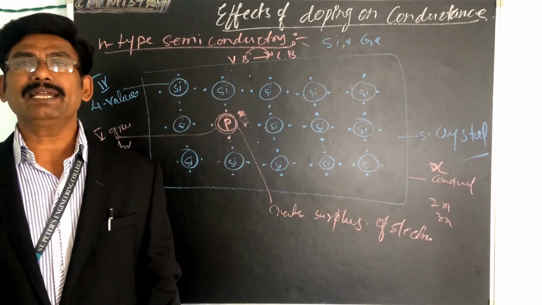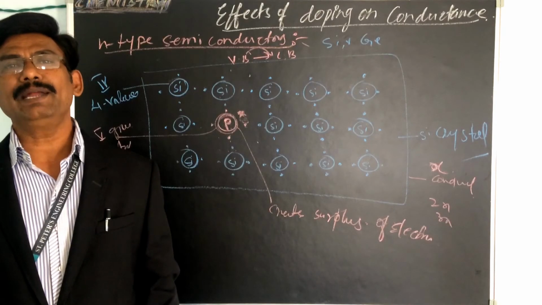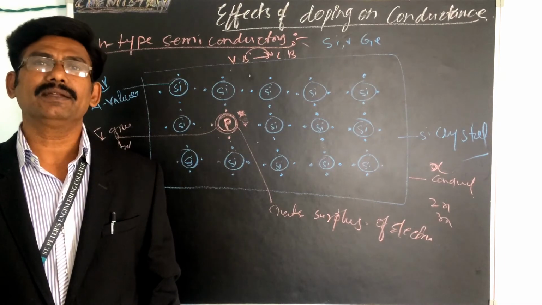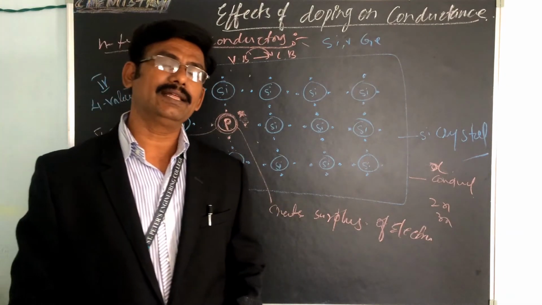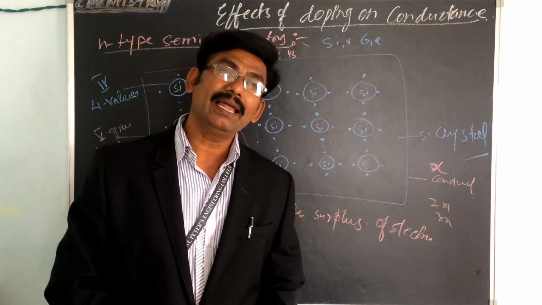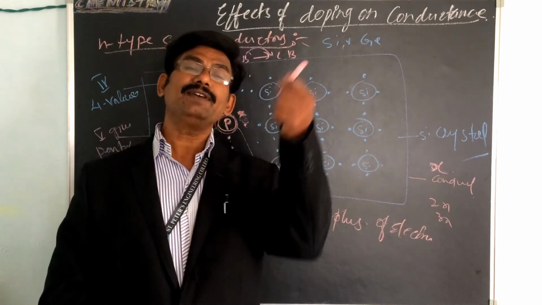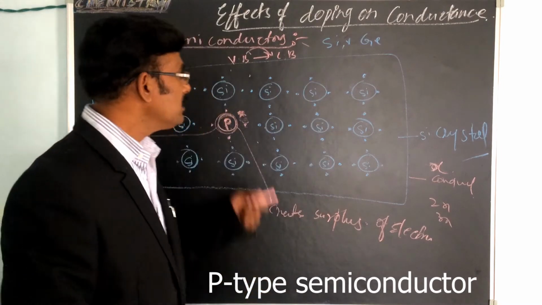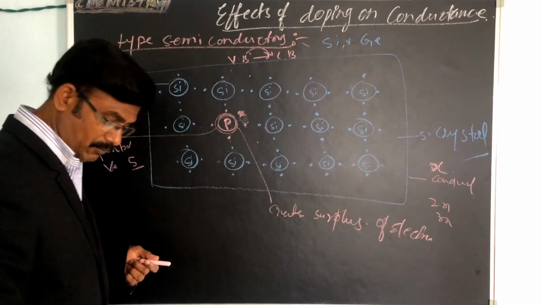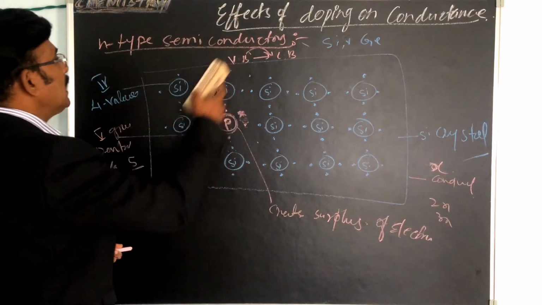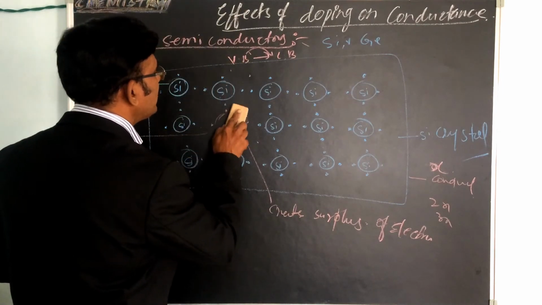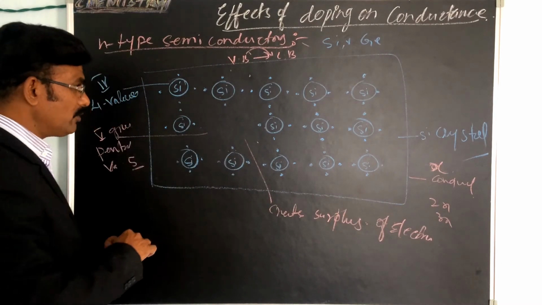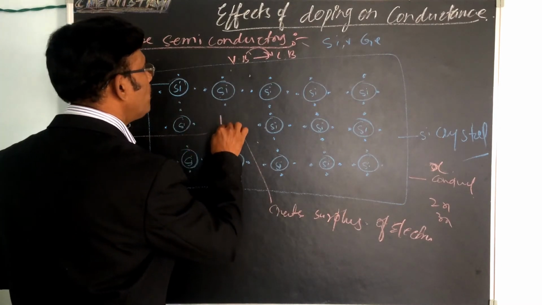Now, p-type semiconductors. What are p-type semiconductors? It's an electron-deficient semiconductor. What is electron deficient? Same silicon or germanium, but we take a deficient element, a group 3 element, and dope it in. What is that group 3 element?